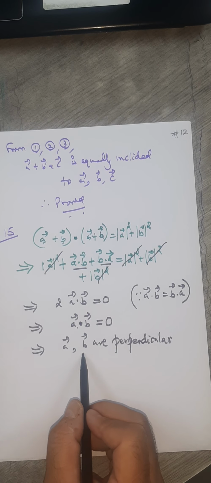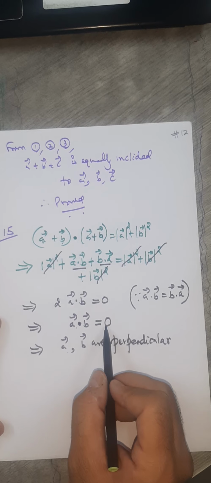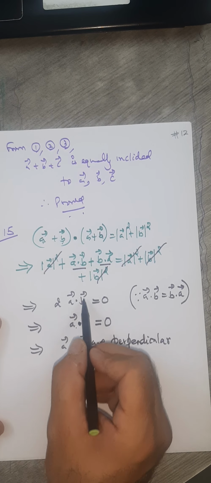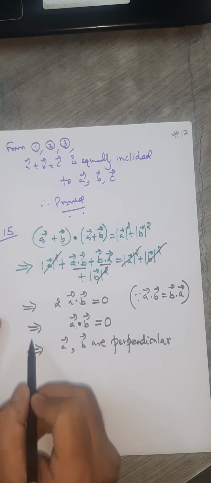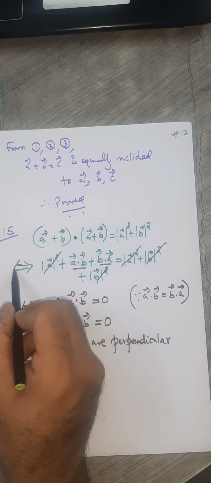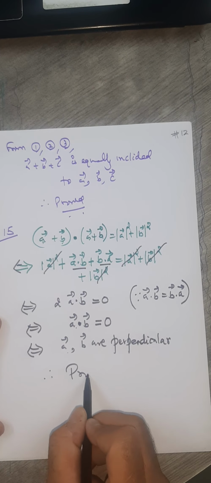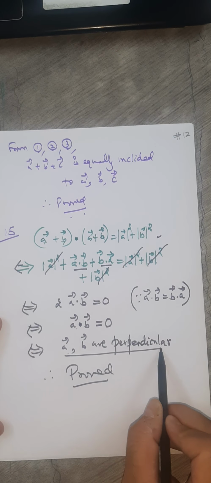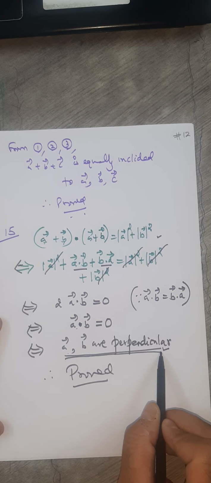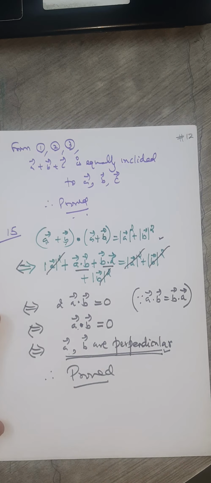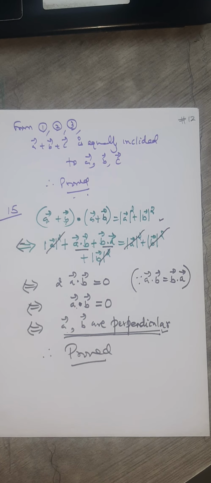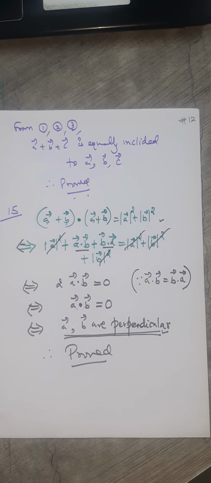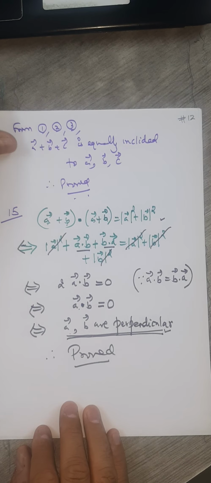Now, double implication. They are perpendicular, therefore dot product is 0, therefore we have this, therefore we have this. So you can just write double implication, right? And therefore proved, both ways. If this is given to you, then vectors are perpendicular, and reverse. If vectors are perpendicular, then this is always true. Fine. Now let's go to the next 3 MCQs. There are 4 MCQs. Let's go for those MCQs.